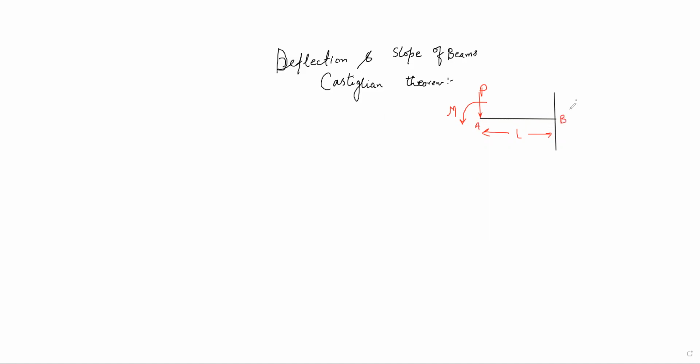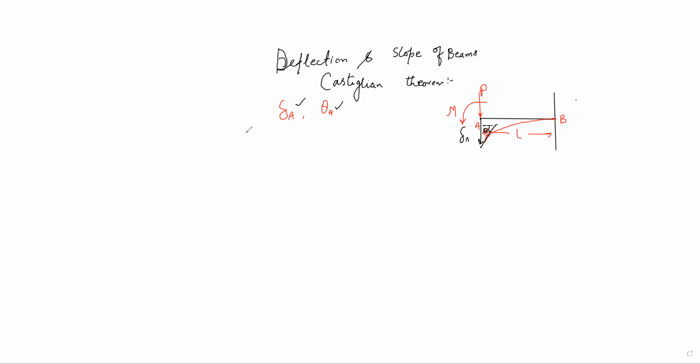Now the question says calculate the slope and deflection of the deflection curve at point A. That is, we have to find the deflection at point A, that is delta A, and the slope at point A, that is theta A. If you look at the deflection curve, it may be like this. The deflection at point A means how much this point has moved downwards. If you draw a tangent at point A to the deflection curve, how much angle it will subtend with respect to the horizontal, that is theta at A. So we have to find theta at A and delta at A using Castigliano's theorem.